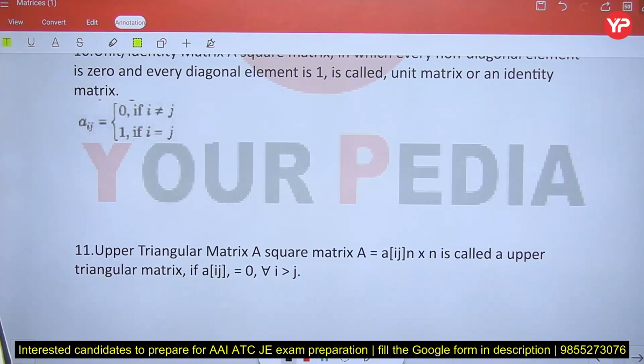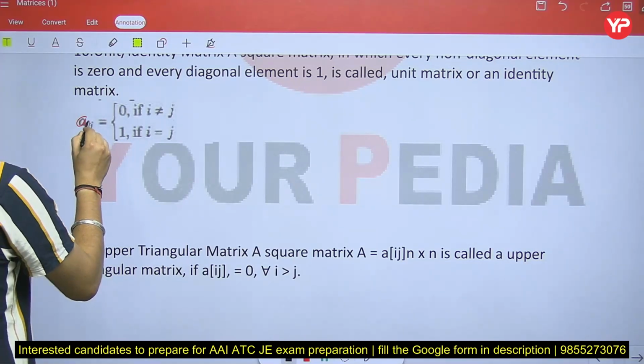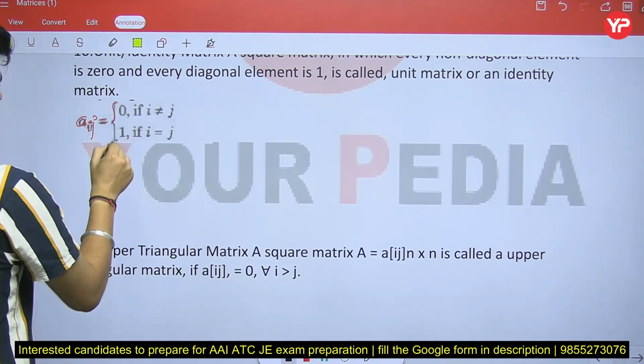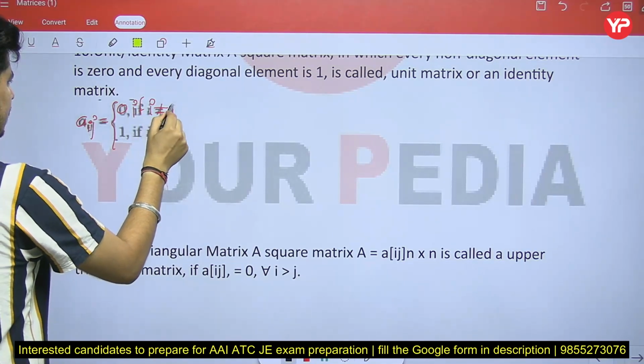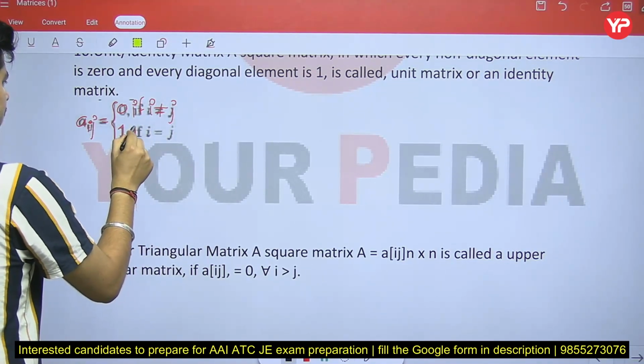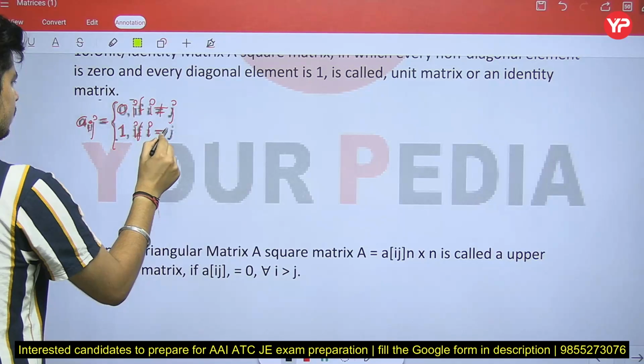Next one is identity matrix. Identity matrix is Aij equals 0 if i does not equal j, and 1 if i equals j.